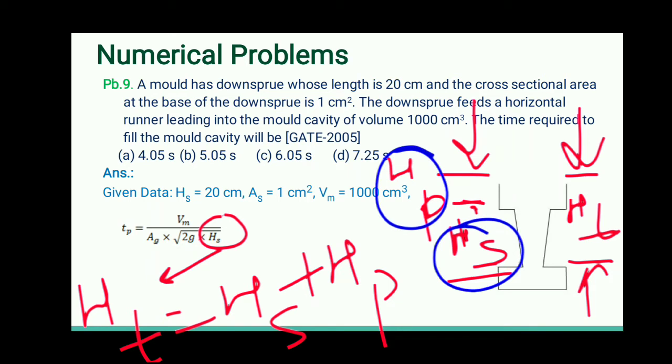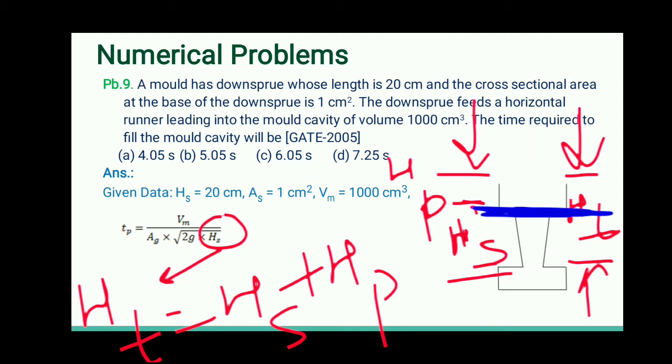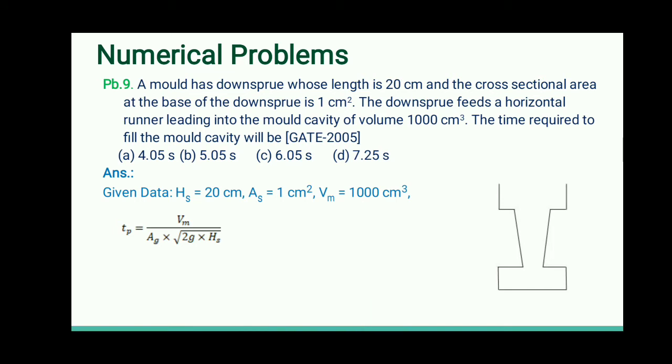But in this problem nothing is mentioned about the pouring basin. If anything were given at this cross section, such as velocity, cross sectional area or flow rate, then we could calculate the height of the pouring basin, but nothing is given, so we cannot calculate that. So we are assuming that the total height equals the sprue only, and that's why I'm writing HS here. When you put in the values you get the total time, which equals 5.05 seconds. So the answer will be D.